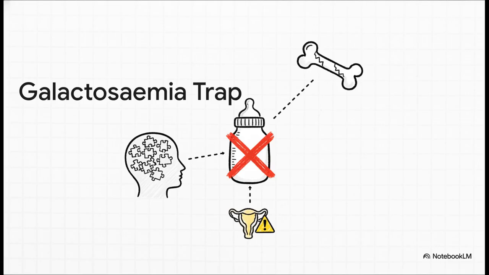These patients commonly develop motor speech disorders, learning disabilities, tremors, low bone density, and strikingly, 80 to 90% of women with this condition end up developing primary ovarian insufficiency. So the diet absolutely saves their life in infancy, for sure, but it's not a perfect cure-all.